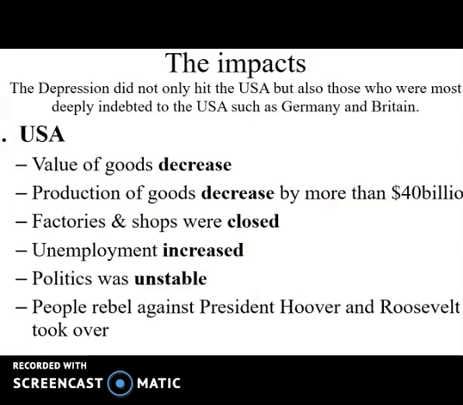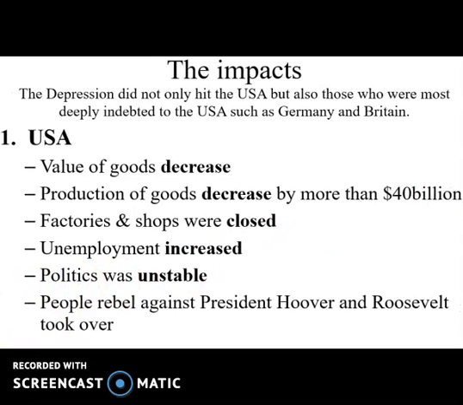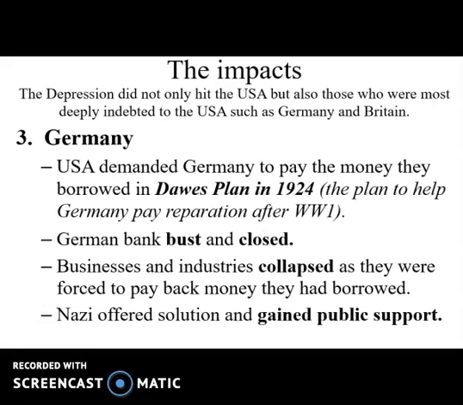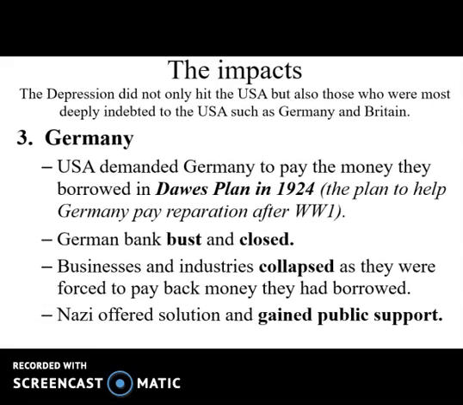Well, as you may already know, the Great Depression started in the US, and the impacts were felt greatly in the US. But just to let you know, even though it started in the US, it also affected a lot of other countries, especially those that relied on the USA for financial help after World War I. Among the countries that were affected were Germany and Britain.